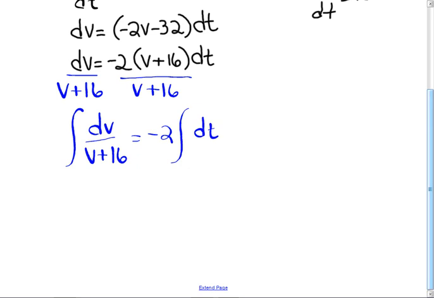So what is the antiderivative of 1 over V plus 16? This is where it's critical to have your absolute value, by the way. Can't split it, it's plus. Would you like to do a U substitution? It's the natural log of the absolute value of V plus 16, isn't it? Now, if you had the 2 over there, you'd have to deal with that 2 and worry about a U substitution. This one, I don't have to because it's just 1, so it's nice. Equals -2t plus C.